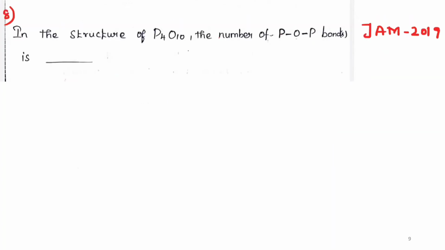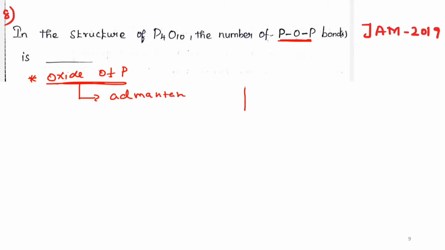Now they're asking what? In the structure of P4O10, the number of P-O-P bonds. I discussed this, it is an oxide of phosphorus. What is the concept? We discussed oxide of phosphorus already, right? What is the trick for which structure they always form? Adamantane structure, right? What is the adamantane structure?